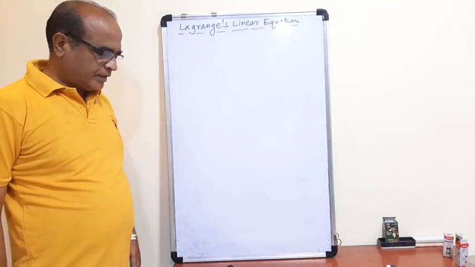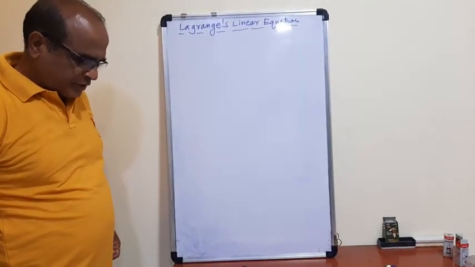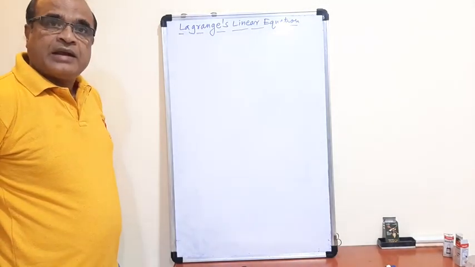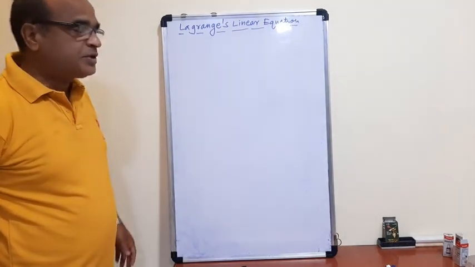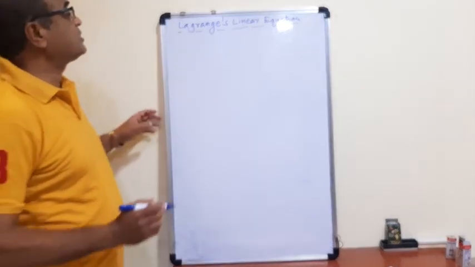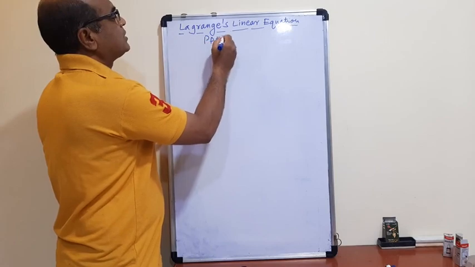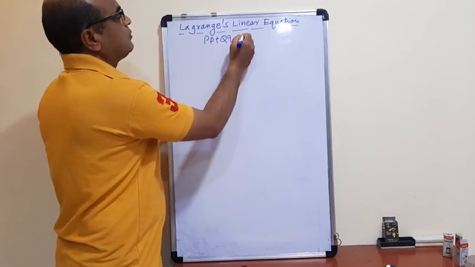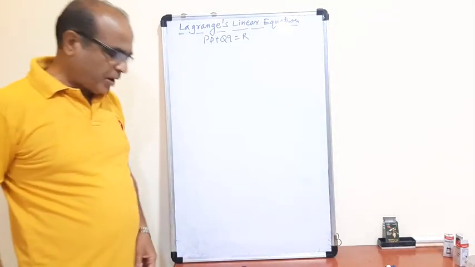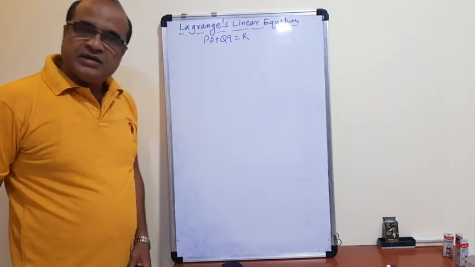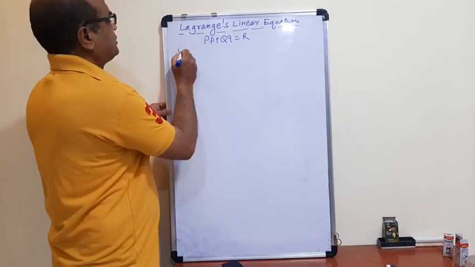Welcome. In this lecture, we discuss what is the Lagrange's linear equation. Yesterday, we obtained the Lagrange's equation by partial differential equation. So what is the definition of Lagrange's linear differential equation? An equation of the form Pp plus Qq is equal to R, where P, Q, R are functions of x, y, z, is called a Lagrange's equation.